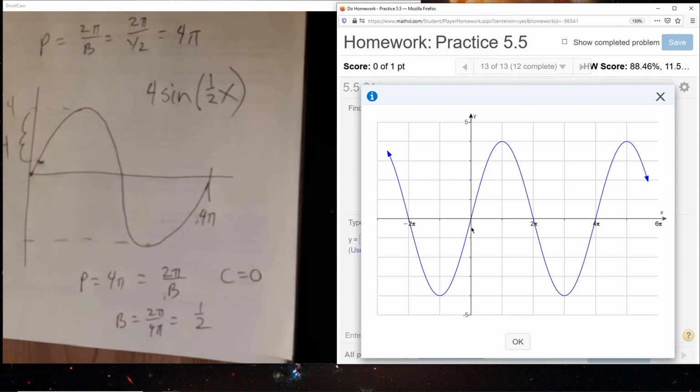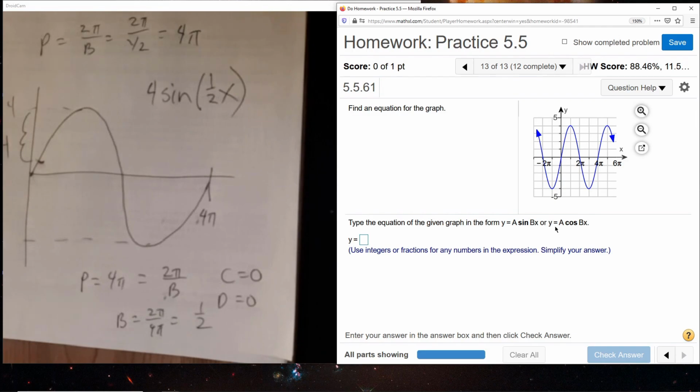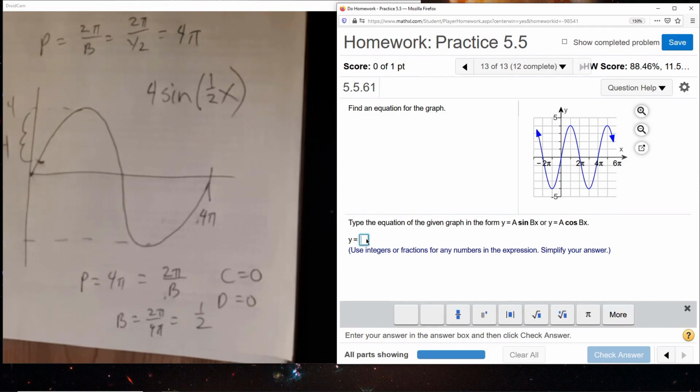And now finally, we're going to look to see if the function is moved up or down. And it's not. The sine function intersects at the origin, 0, 0. And you can see that's what's happening on the graph. So the sine function has not been moved up or down at all. At least vertically speaking, it's right where it should be, which means D is 0. So type the equation then that we just found.